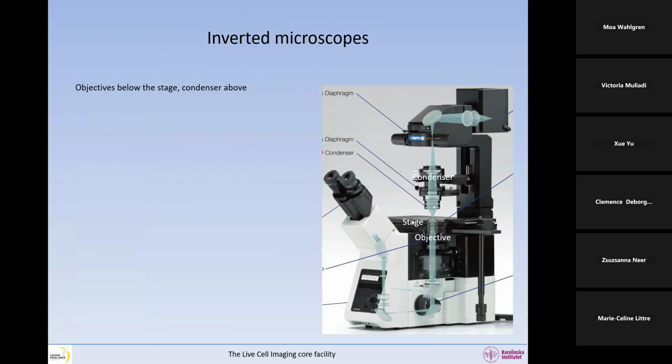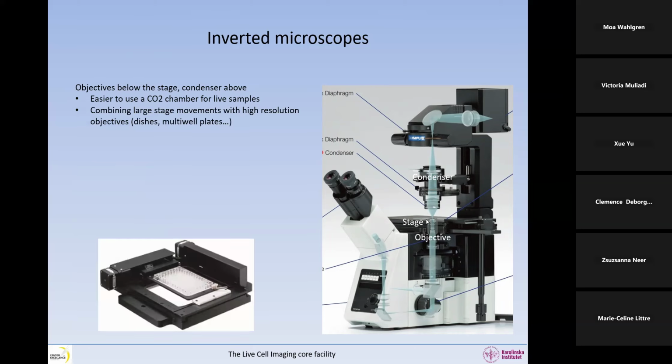Now, this is an inverted microscope. We can see the stage here, and the objective is below the stage. So that's the definition of an inverted microscope. And as always, the condenser is on the other side. And it's much easier because now the objective is not on the same side of the stage as the sample. So we can use, for example, CO2 chambers and still move the stage without bumping into the objective. So very convenient. Anytime you want to combine large stage movements with high resolution, like for example using an oil objective, you definitely want to have an inverted microscope.